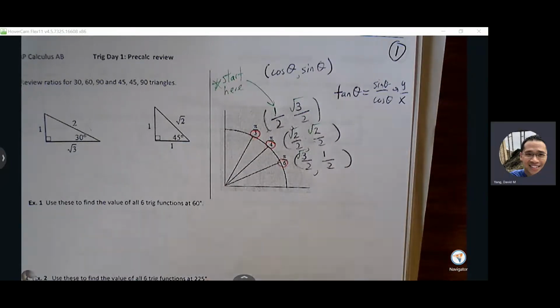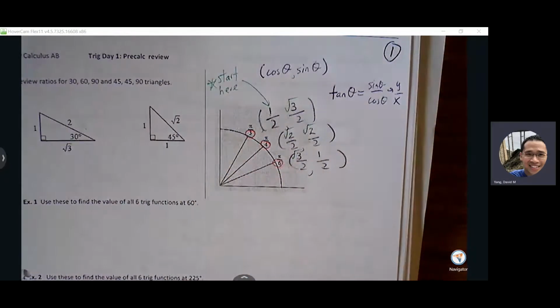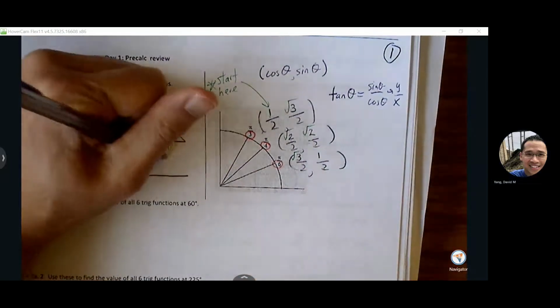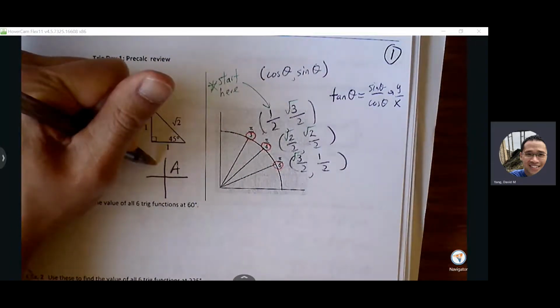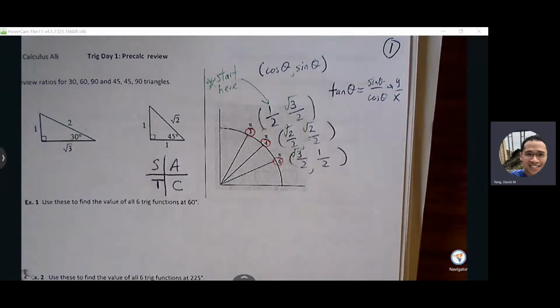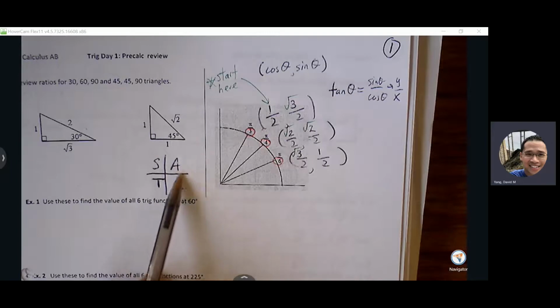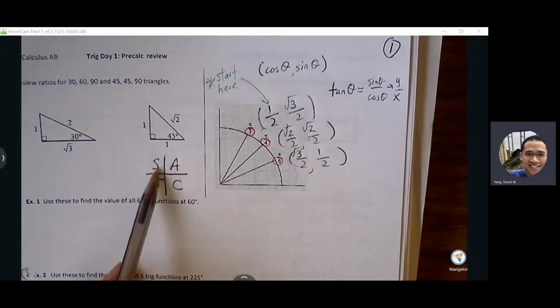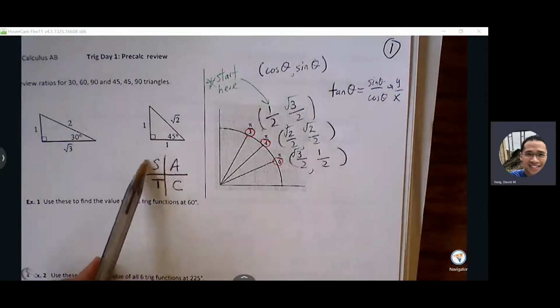Now across all 4 quadrants, it's nice to know what's positive and what's negative. So here's a way to remember that. Across your quadrants, I like to use this acronym: maybe not a true statement, but one way to remember it is All Students Take Calculus, ASTC. A means that all the trig functions will be positive in the first quadrant. S means that only sine and cosecant, because cosecant is the reciprocal of sine, will be positive in the second quadrant.